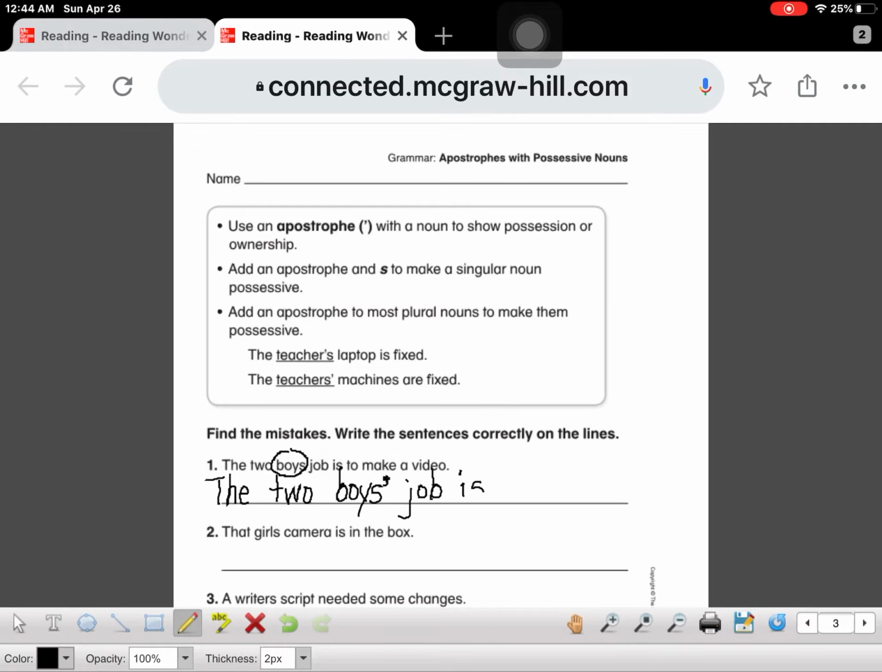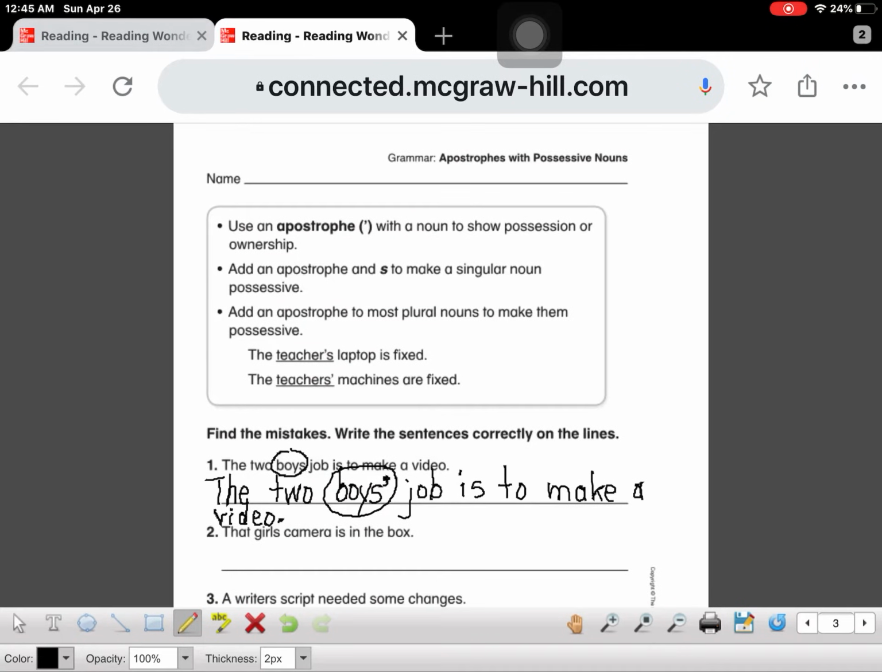is, make sure you finger space, is, finger space, to, finger space, make, finger space, a, and I don't really have enough room, so I'm going to wrap around and write it underneath, and because I'm still writing my same sentence, the V in video has to be lowercase, okay, and don't forget your period. All right, so I'm going to circle what I did. The boys' job is to make a video. All right, good.